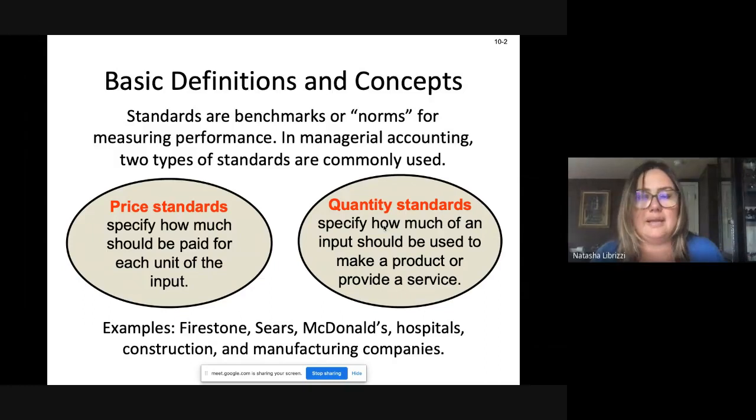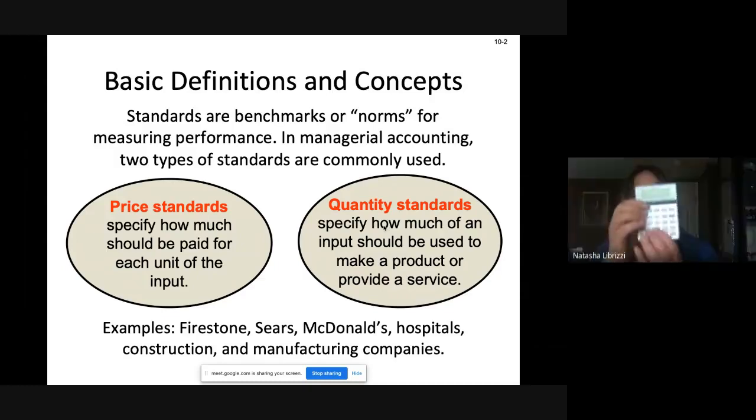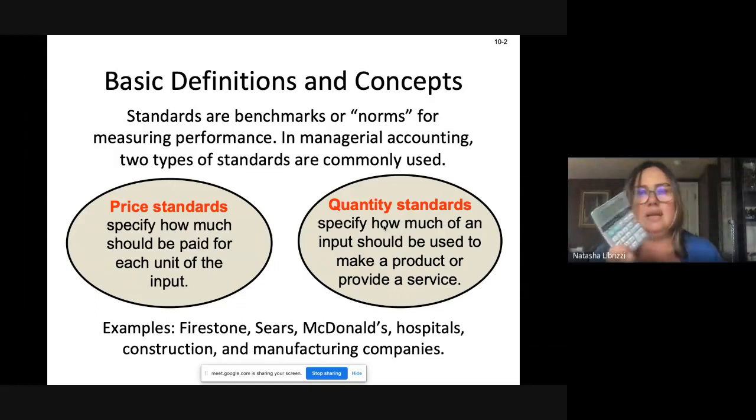So price standards, specifically: how much should we pay for each unit of input? What is the normal price to spend for that? If I tell you this calculator, for example, cost me $50, you're going to say I probably overpaid for this calculator. I would say the same. I did not pay $50 for it, but you'd say anywhere under $5 or $10 might be acceptable, right? It depends what functions the calculator has. So we have a standard price you're expecting to pay for a certain product.